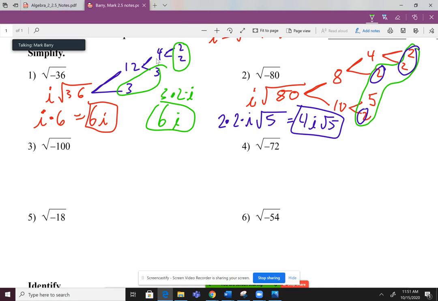Okay? On this chart, the 4 and the 12 are not loners. To be a loner, you have to be one of the numbers that couldn't break down anymore. So if you broke down more, you don't consider that in the process, okay? Awesome. All right. So let's go on to number 3 here. So we got the square root of negative 100. So once again, first step is to take the i out front and then change it into a positive number.